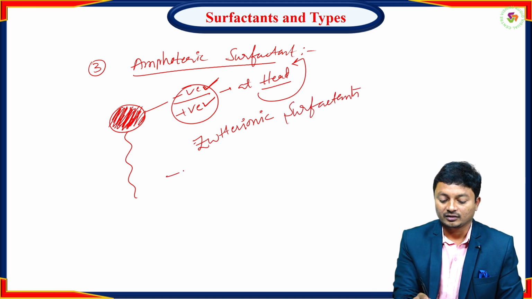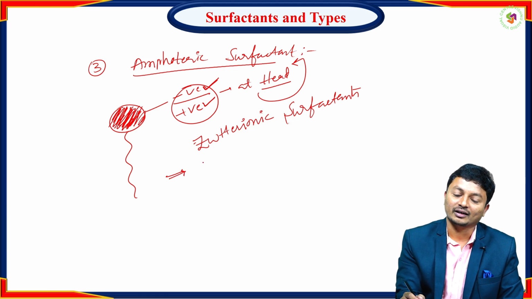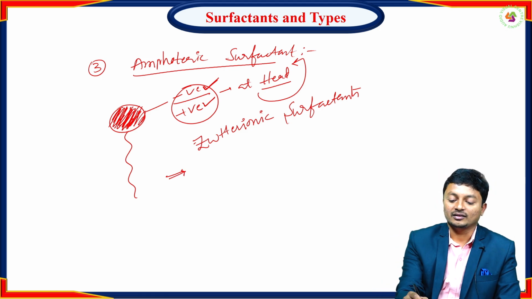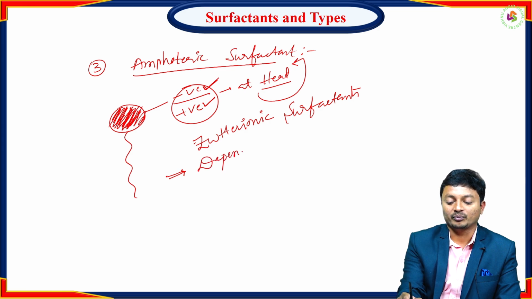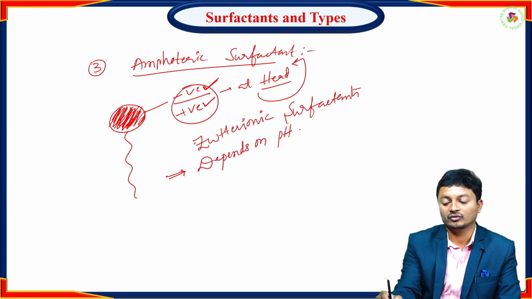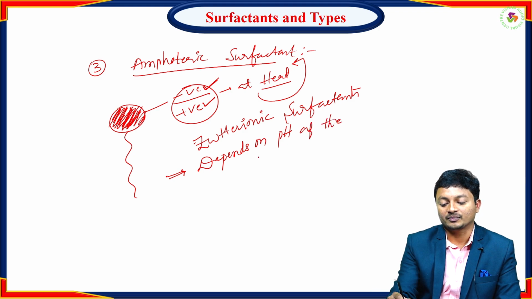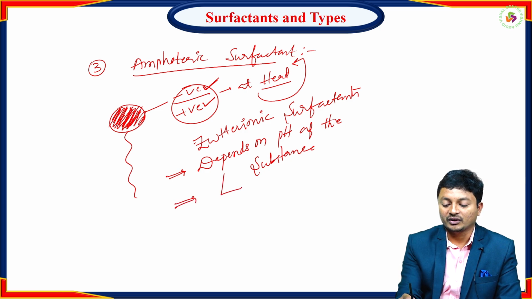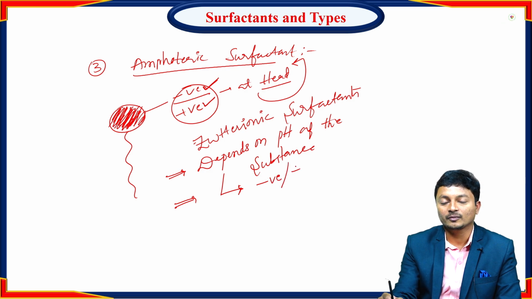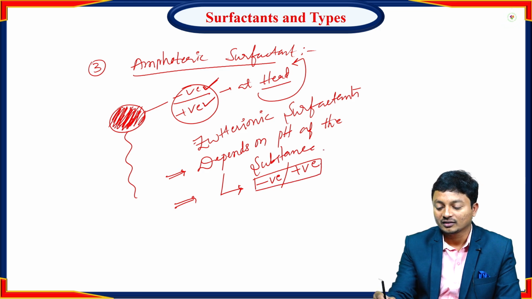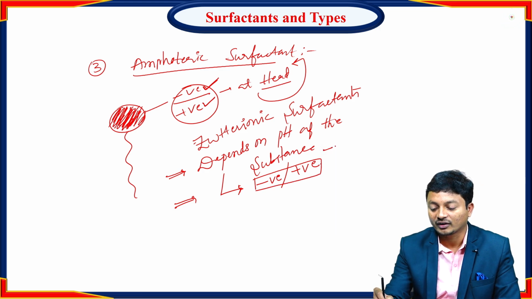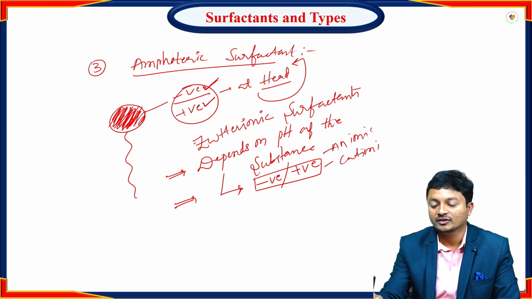The major thing about these zwitterionic or amphoteric surfactants is that they completely depend on the pH of the substance. The pH of the substance decides whether they belong to anionic or cationic surfactants. Based on the pH, sometimes they behave like anionic surfactants and sometimes like cationic surfactants.